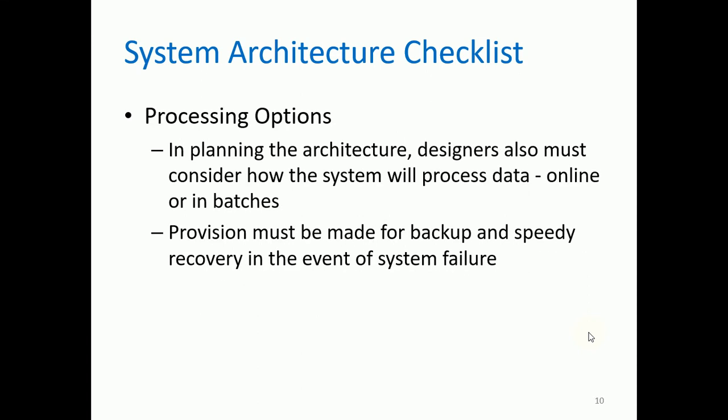Okay, next on the checklist is the processing options. In planning the architecture, designers also must consider how the system will process data: online or in batches. By online, it means that your processing is on demand. For example, if you're going to buy a product on an e-commerce website, you check out, and you've already selected your mode of payment. That's an example of online processing, because it will automatically reflect that you already bought that item.